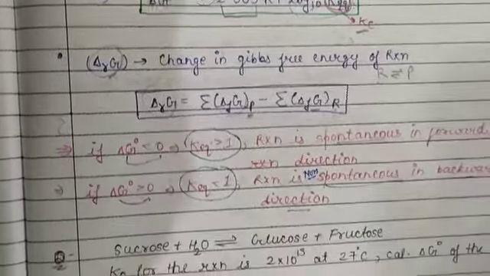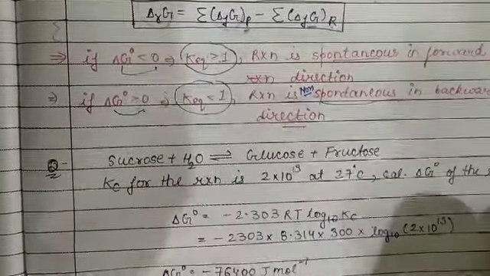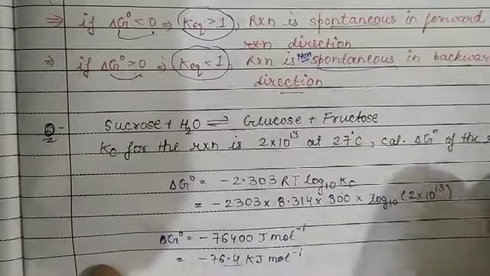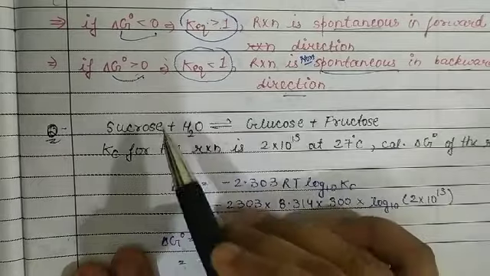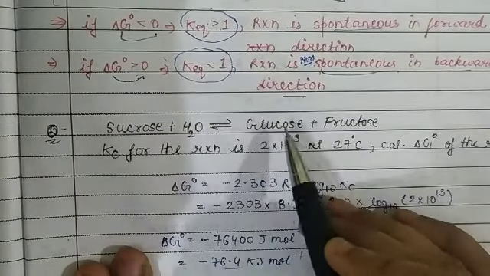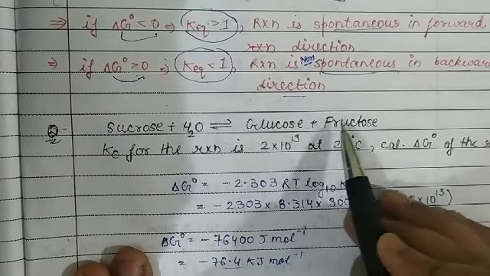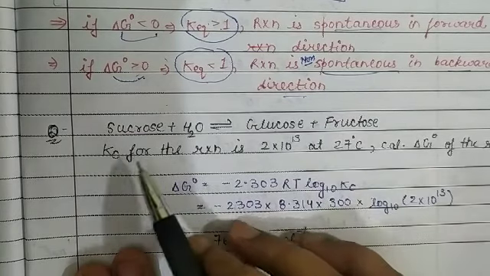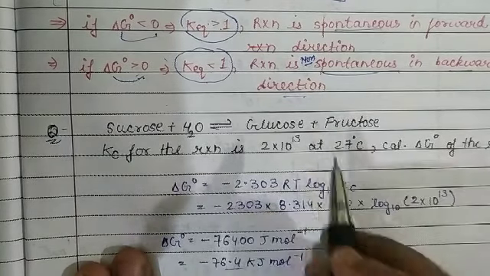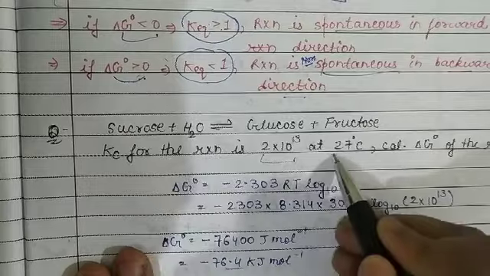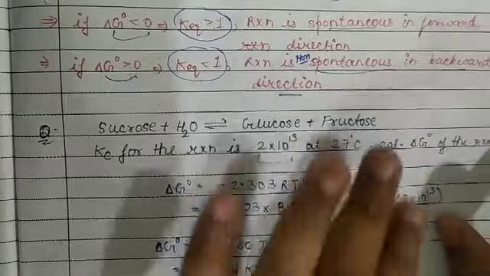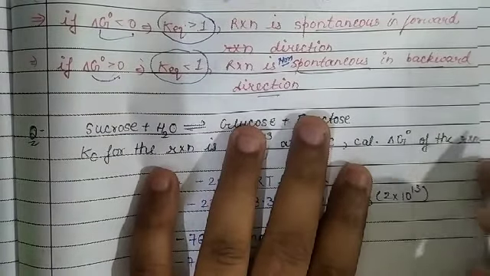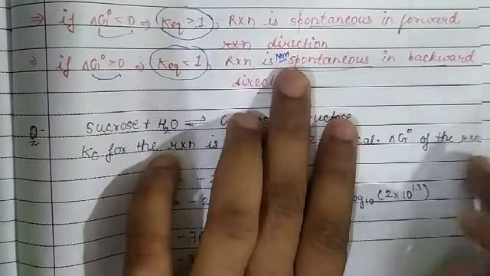See the next question based on delta G. The next question is, when there is hydrolysis of sucrose, two products are formed. One is glucose and one is fructose. And Kc for the reaction is 2 into 10 power 13 at 27 degrees Celsius. Calculate the delta G of the reaction. So we have to find the value of delta G of the reaction.